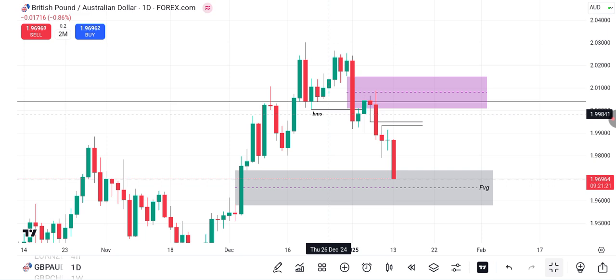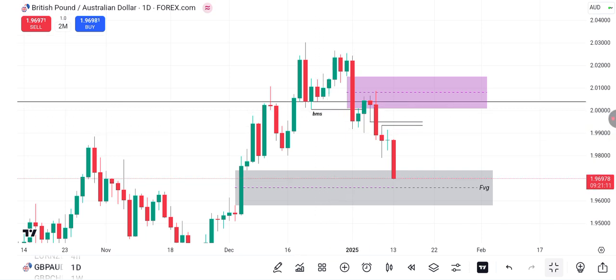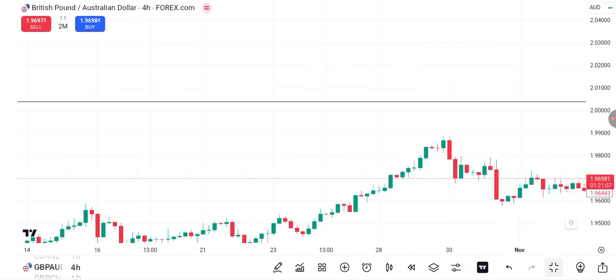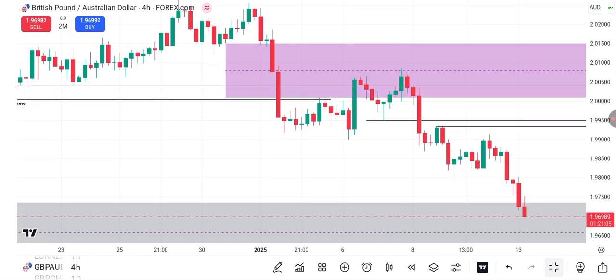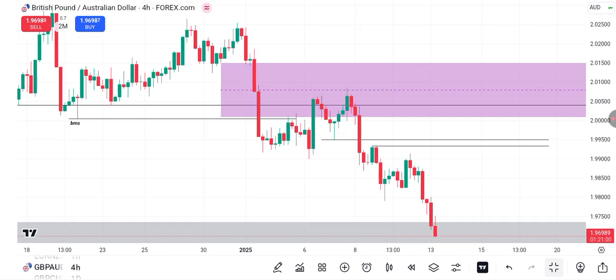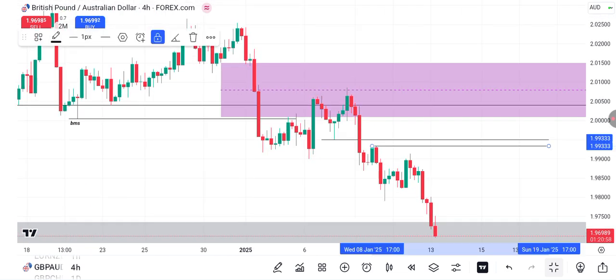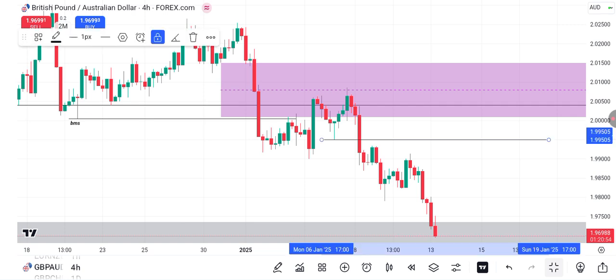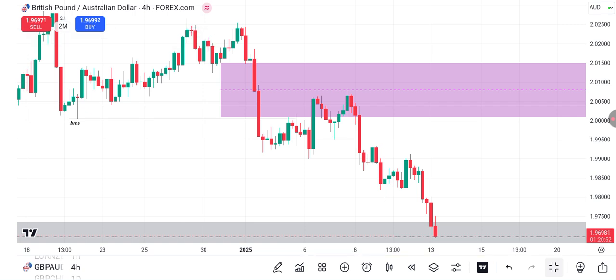Either I see an inversion fair value gap, or I see a break of market structure on the 4 hours. I mean on the daily time frame like this. And then if you go on to the 4 hours time frame, you can see how price began to move from fair value gaps to fair value gaps to fair value gaps, to fair value gaps to fair value gap.